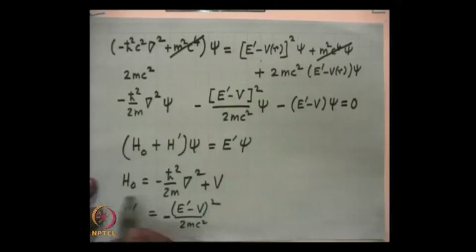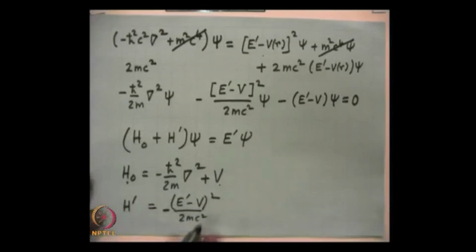Of this I know the solution. So I will take this as the unperturbed Hamiltonian, and in my next lecture I will consider this as the perturbation and calculate the effect of this correction term. This correction term is to take care of effects of relativity, and this correction is known as the relativistic correction, and we will discuss this in the next lecture. Thank you.